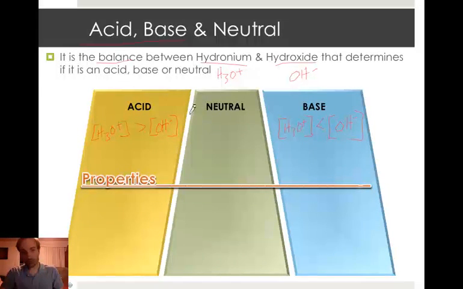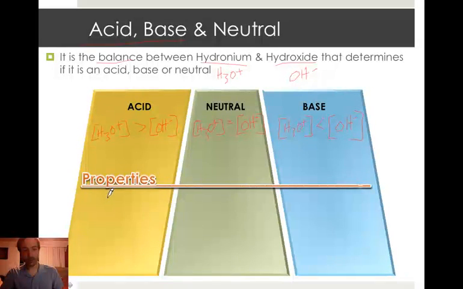So what's a neutral? Well, neutral is when you have a hydronium concentration that is equal to a hydroxide concentration. And we've already mentioned this earlier, so just kind of repeating ourselves. Now, as I said, the final thing I want to talk about are the properties.